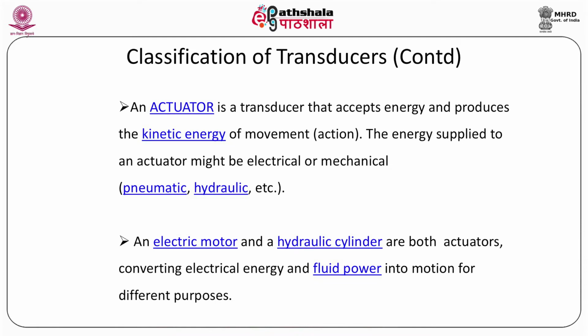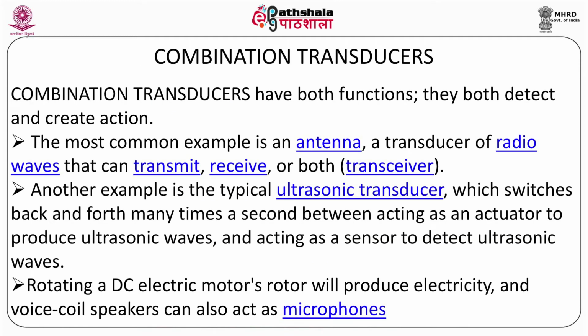Regarding the classification of transducers, which you did earlier: an actuator is a transducer that accepts energy and produces the kinetic energy of movement, that is action. The energy supplied to the actuator might be electrical or mechanical, like pneumatic or hydraulic. Similarly, an electric motor or a hydraulic cylinder are both actuators which convert electrical energy and fluid power into motion for different purposes. Some devices have both functions: they both detect and create action.